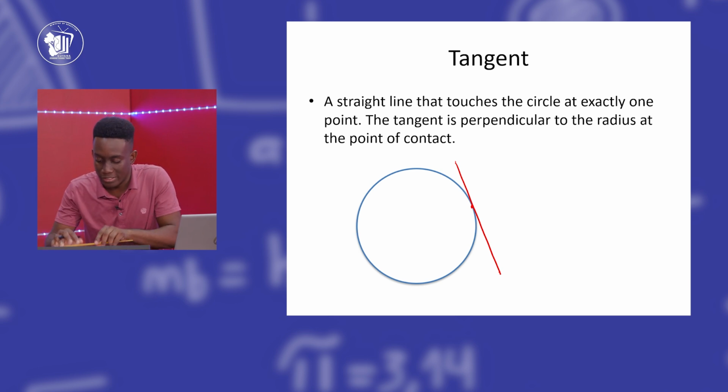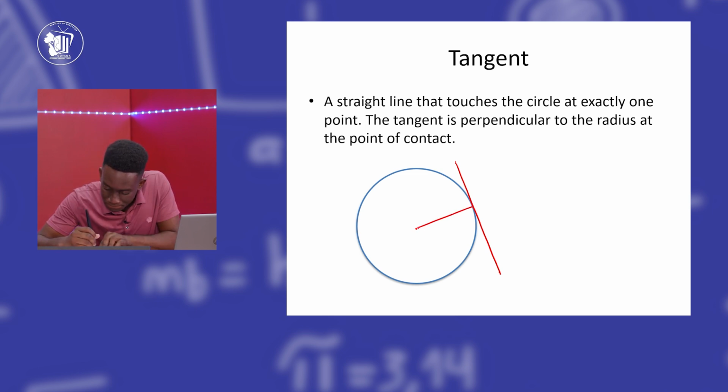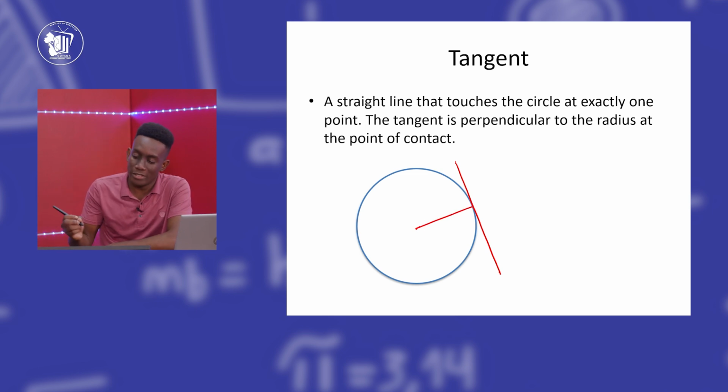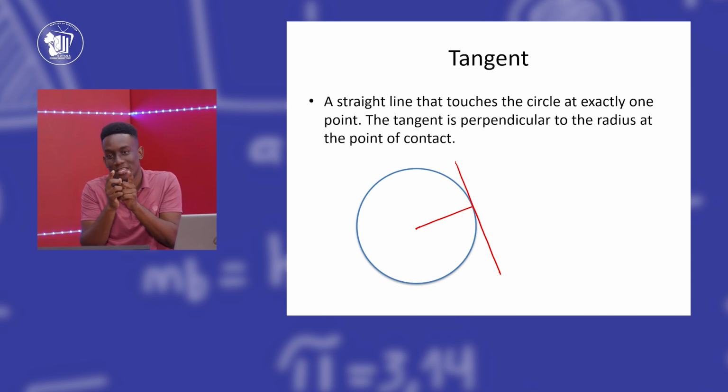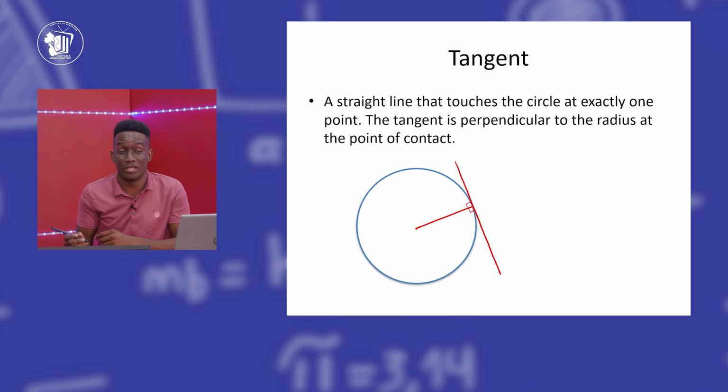And we also learned that, let's say we have the center here. The point of contact between the tangent, the part of the tangent that touches the circle, and the radius is perpendicular, meaning it adds up to 90 degrees. So that is the tangent. The tangent is a straight line that just touches on 1 part of the circle.